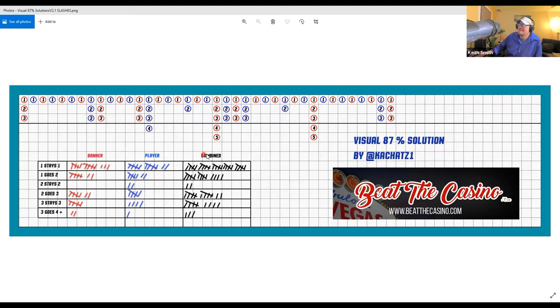The very first thing we have up there in the top left-hand corner of the shoe is a one, meaning it went bank the very first hand of the shoe. By the way, we are not counting ties here; we're ignoring the ties. So where the red circled number one is, that means that the bank occurred first.